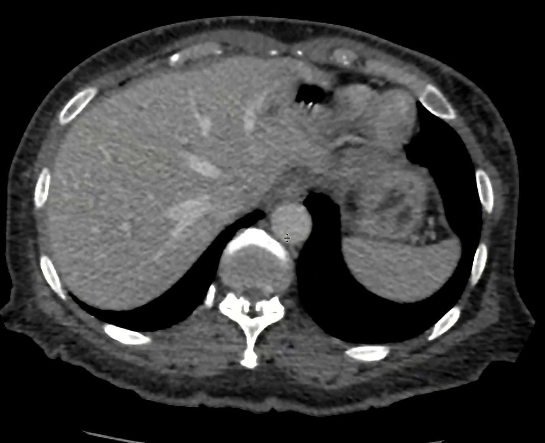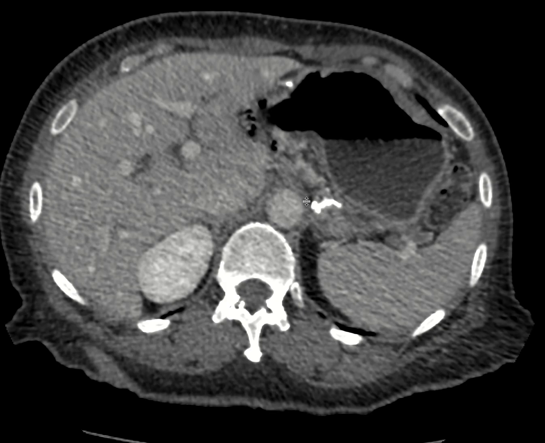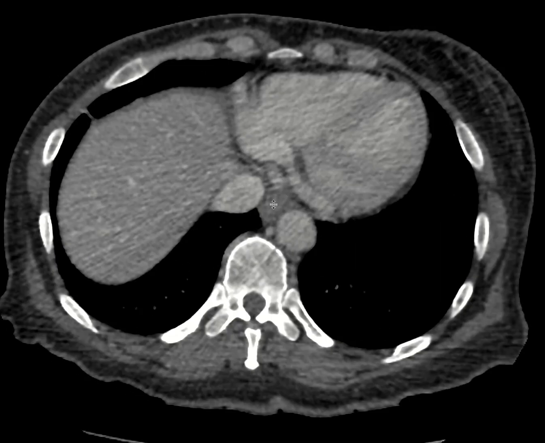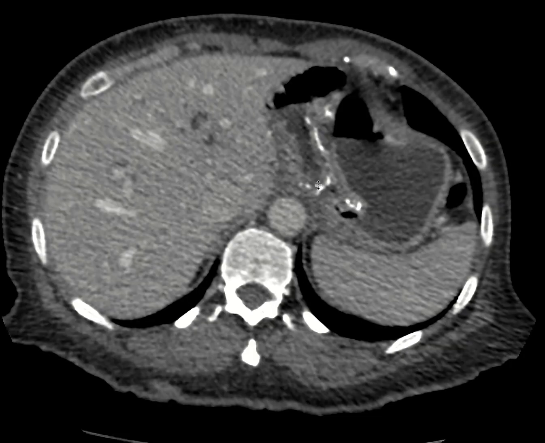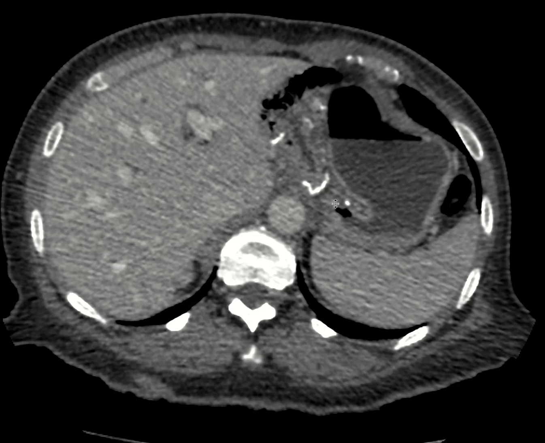Here's a patient who was experiencing abdominal pain, and so they got a CT of the abdomen and pelvis with contrast. And we can see here, here's the esophagus coming down into the stomach, and there's a lot of staple lines that we can see here. This is a patient who had a gastric bypass.